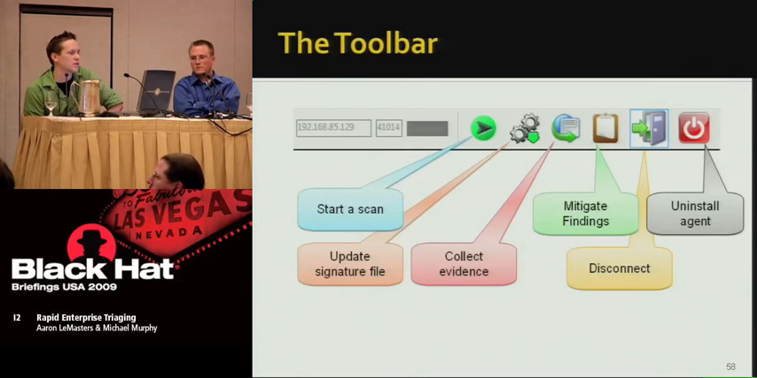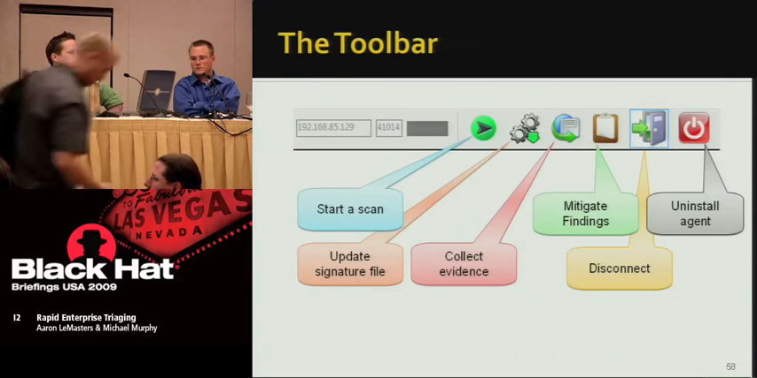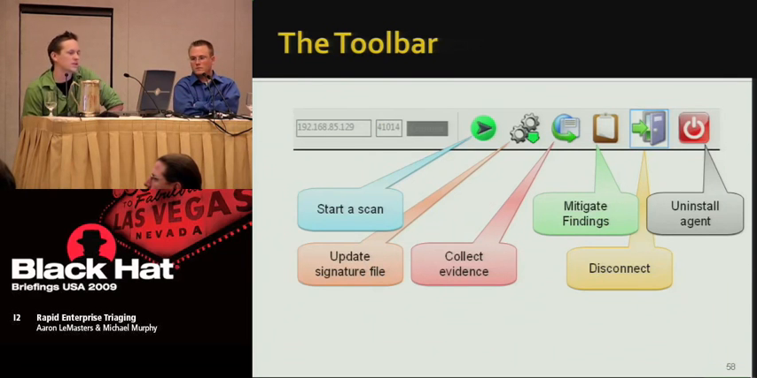This is the toolbar that you would use in a typical response effort. The big green play button initiates the scan that you've configured heuristics and signatures for. The second button is to update the signature file. So if you just issued a scan and you misspelled a keyword in your signature, you can go back to the other tab, modify the signature, and then generate an XML file you can send to the agent for automatic updates. The third button is for collecting evidence.